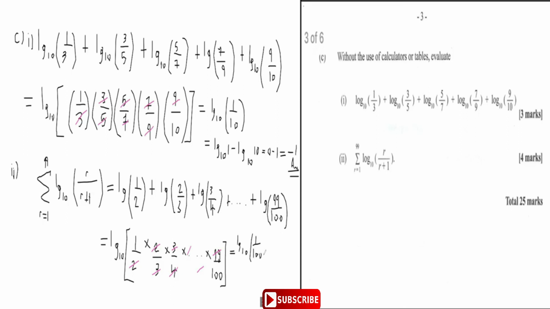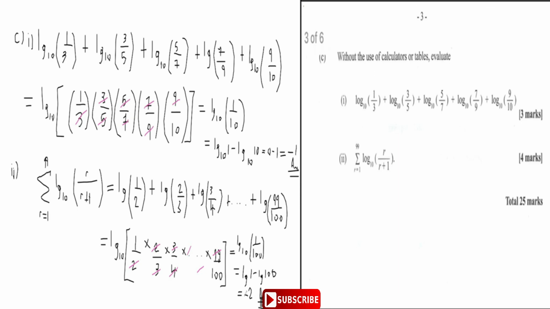Now log to base 10 of 1 over 100 is equal to, you can write it now as the log of 1 minus the log of 100. And you can put that in your calculator. Log 1 minus the log of 100, and you get negative 2. So the final answer is negative 2. Nice and easy. So that's the final answer.